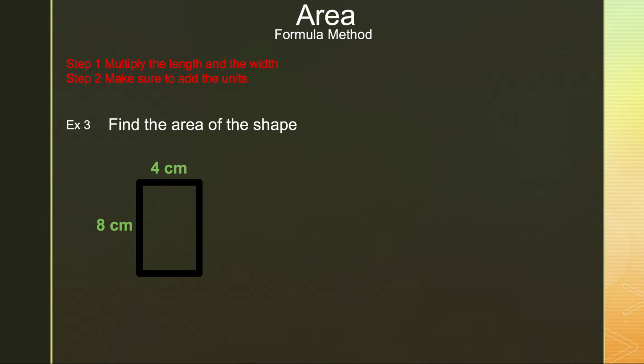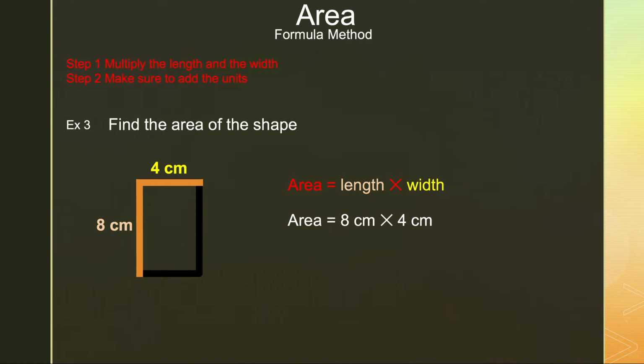Oh no, there's only two numbers, okay? And that's okay. Why? Because, let's take a look. Area is equal to length times width, and therefore we can go ahead and pick two side lengths that form an L. And then we have it. So now let's go ahead and multiply those two numbers, and we get 32 square centimeters, or 32 centimeters squared.